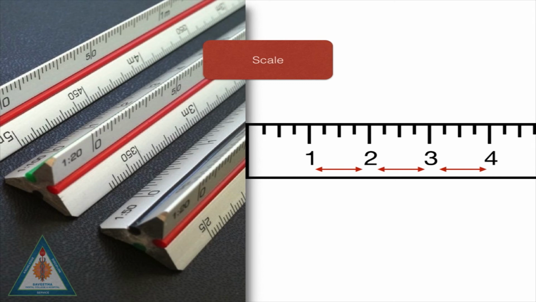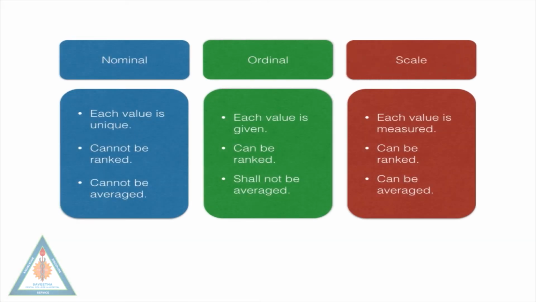So scale data is more accurate. Statistics done on scale variables are more accurate and they are more preferred in statistics. So to sum it, each value is measured in a scale variable. It can be ranked and it can be averaged.